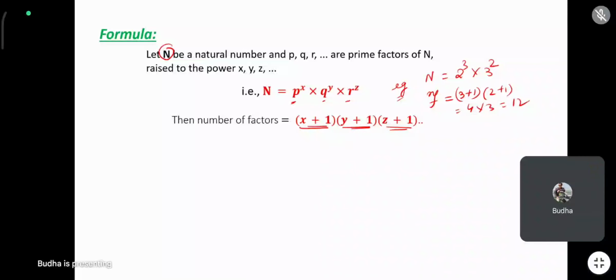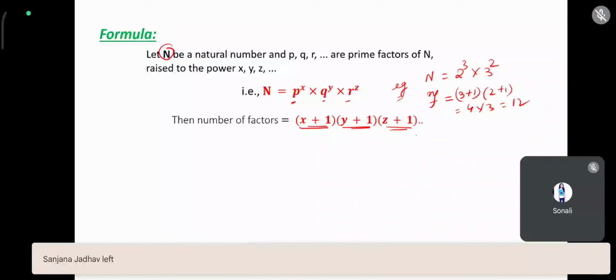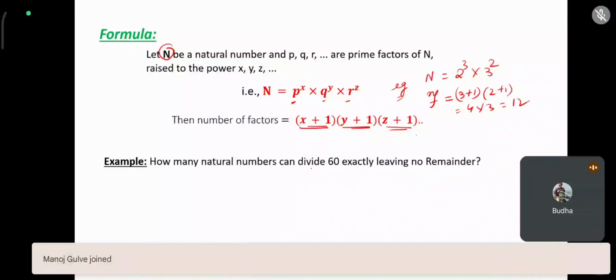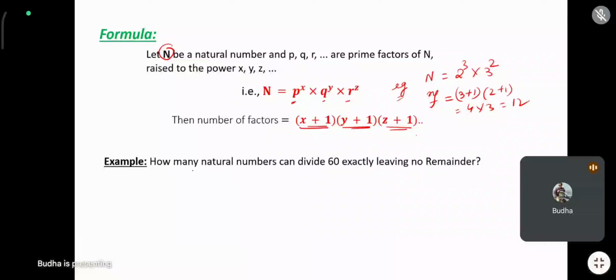So now, can you try this one? Now look, they are not asking the question directly, they have asked indirectly. How many natural numbers can divide 60 exactly, leaving no remainder? Meaning when no remainder is left, we call that divisor a factor. So they are indirectly asking about factors. So use the same process and let me know the answer.